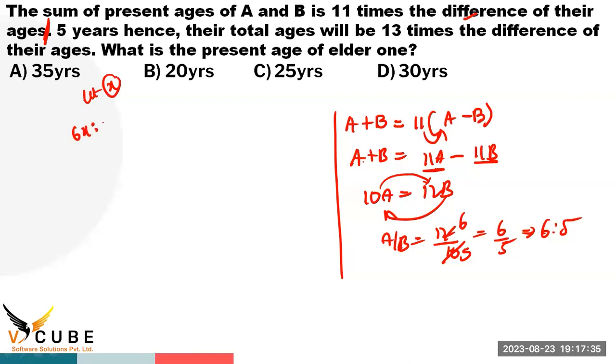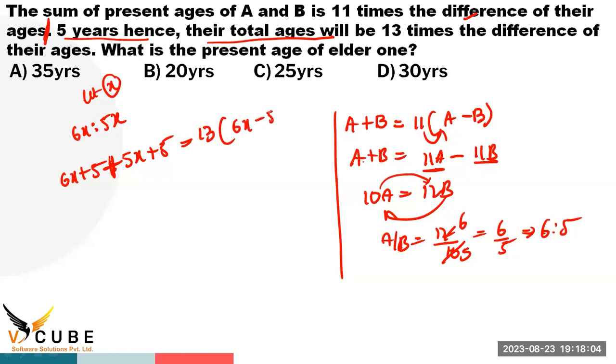6x is to 5x. So what does the next statement say? 5 years hence. What does hence mean? Adding. Yes. Okay, hence means adding 5 years, and next their total ages will be, adding their total ages, 13 times the difference of their ages. Their ages are how much? 6x, 5x.